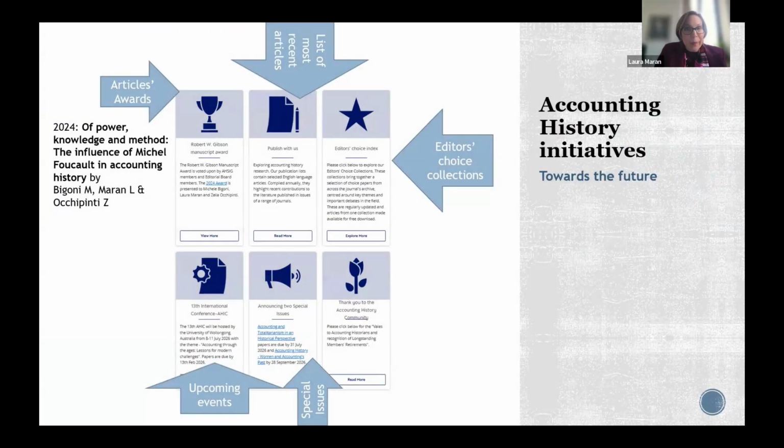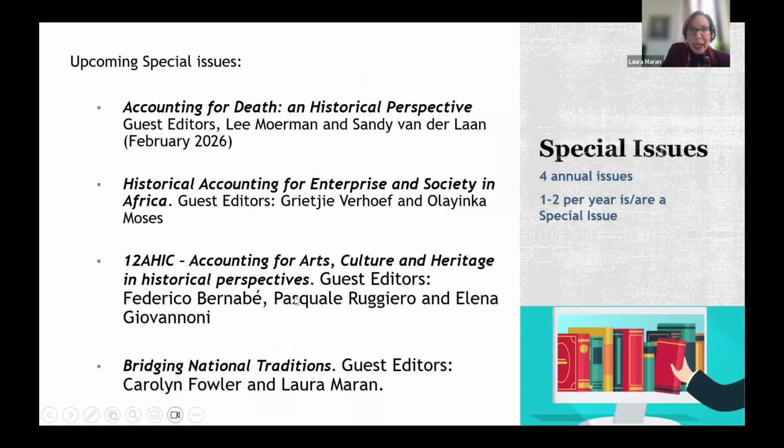This is just a snapshot of what you will find in the main homepage of Accounting History in terms of resources that you can access. There are article awards, Editor's Choice collections, the list of the most recent articles, Publish With Us, the special issues that are announced, and any upcoming events.